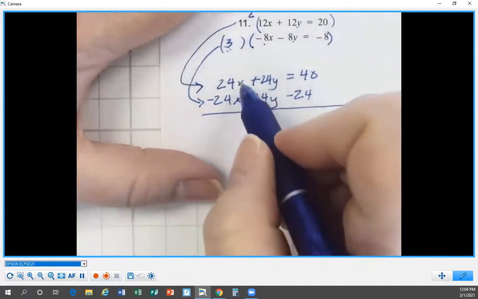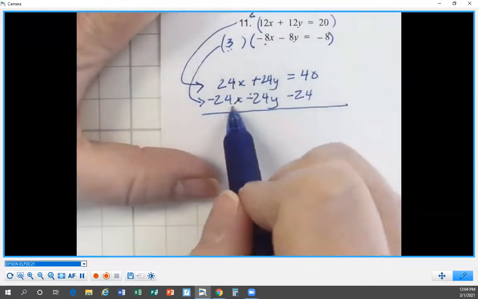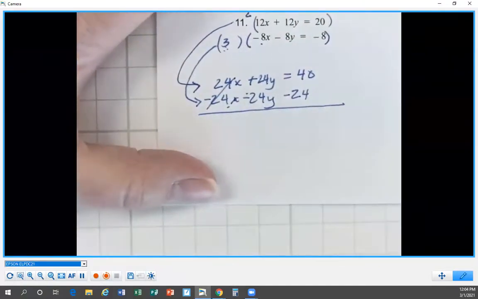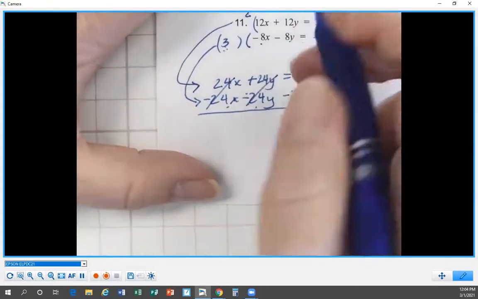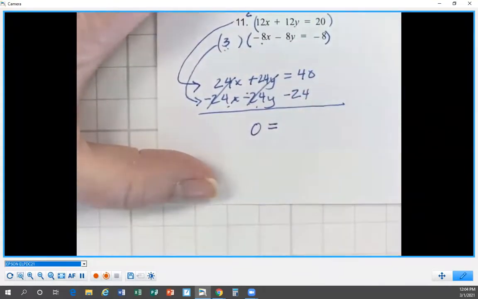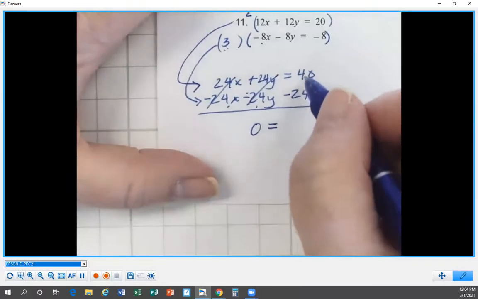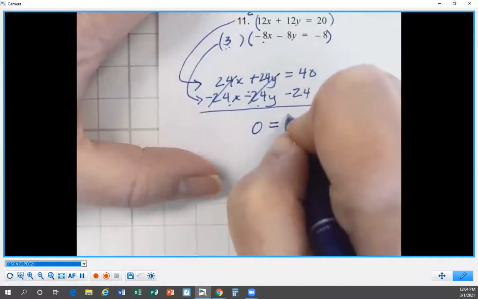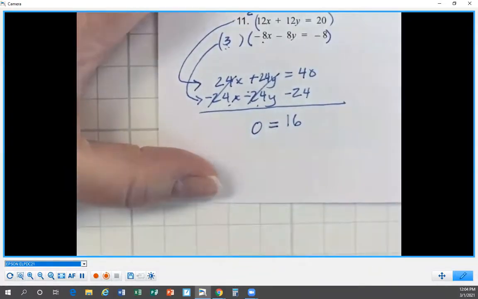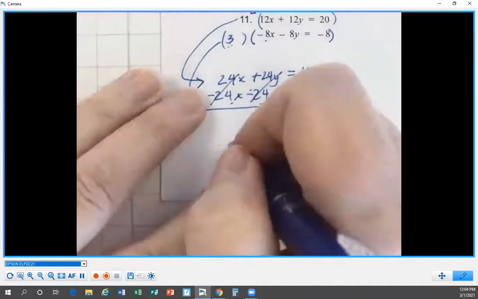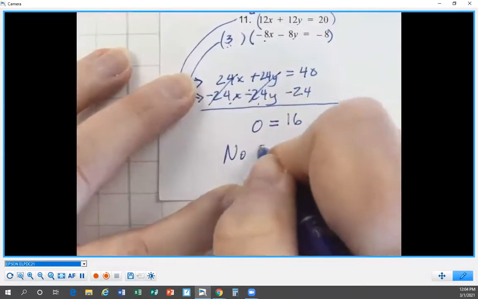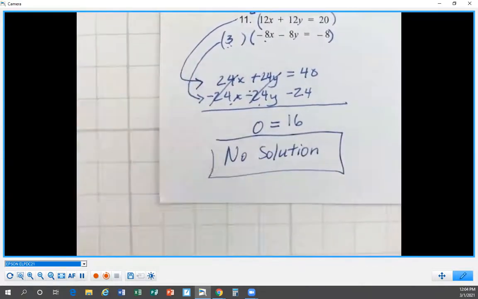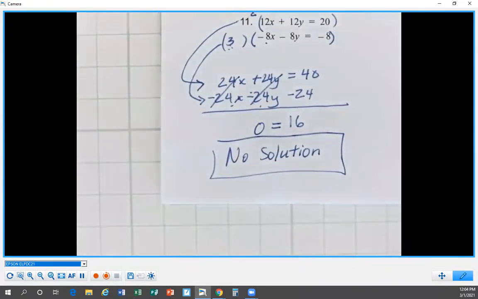So then when we add these together, what's going to happen is our x's cancel out. 24x minus 24x is 0. Our y's cancel out. 24y minus 24y is 0. So we end up with 0 equals, okay, we have 40 minus 24. 40 minus 20 is 20. Minus 4 is 16. So we end up with 0 equals 16, which is never true. So we have no solution. Those would be parallel lines, and they would never intersect.